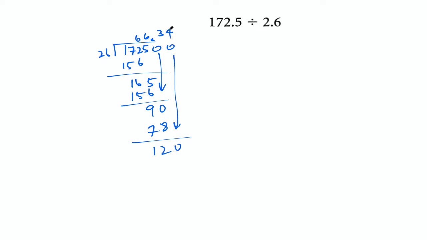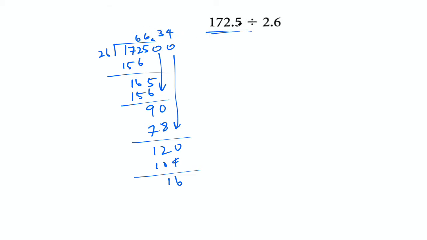So then we can only add 4 more 26s. Okay, so having 4 of those will give me 104. Right, and when subtracting this, we end up getting 16. Okay, but we don't need to go any further, right? We can round this to 66.3, right? But this is what we have.